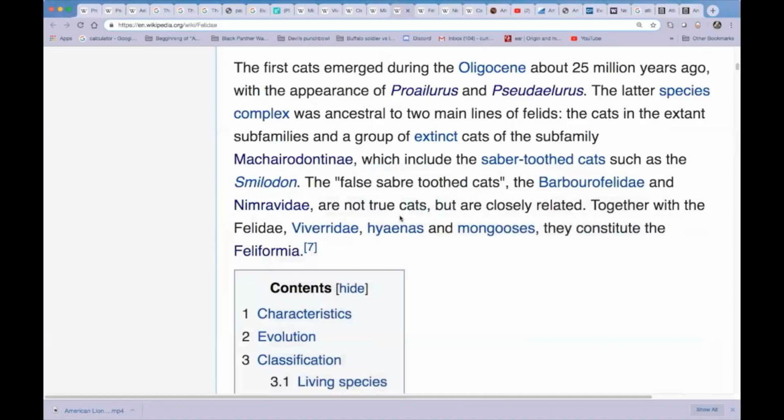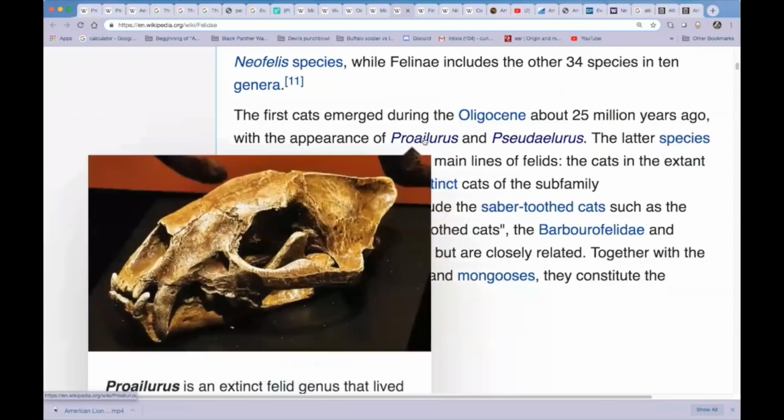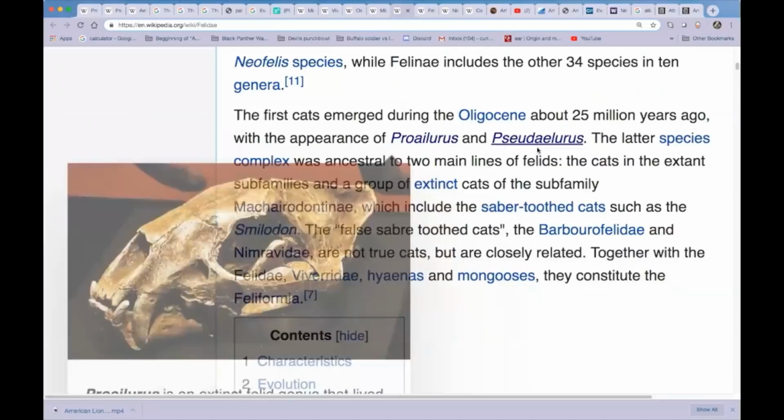So you're going to learn about all this, all right? Just bear with me. Together with the Viverridae, hyenas and mongooses, they constitute the Feliformia. We're going to see where all this originates, all right? So it says that the first cats come from these. The oldest they found, the ancestors, they can't link up with fossils, but this is the oldest type of cat-like animal they have found. They can't link it with modern cats. They're going to tell you that, right?